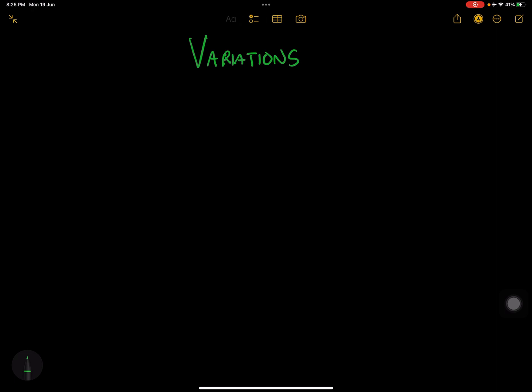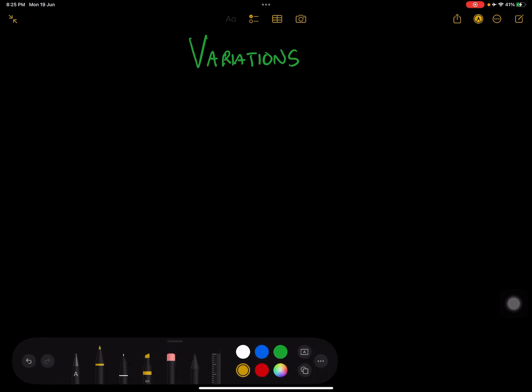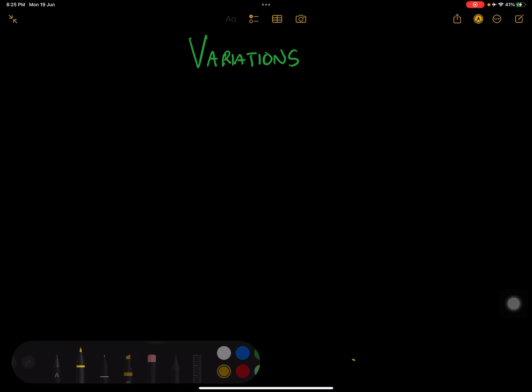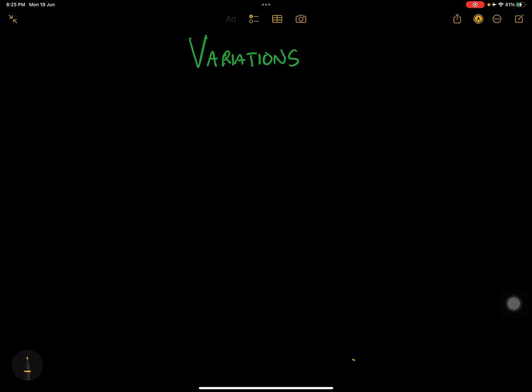Today, we'll be looking at a different topic, and the topic we'll be looking at is called variations. This is one of the tricky math topics that you can come in contact with, but we're going to demystify that. There are three types of variations.